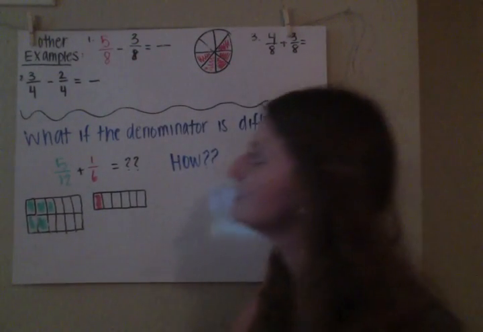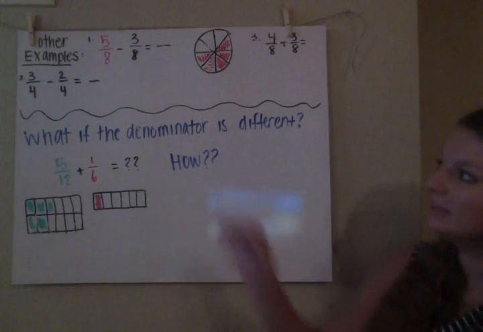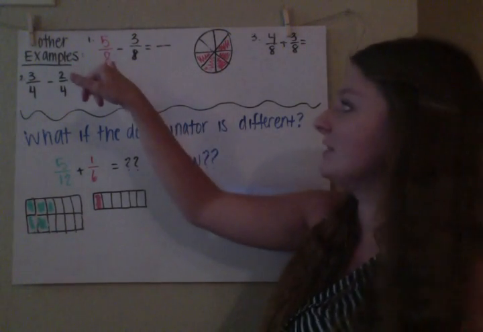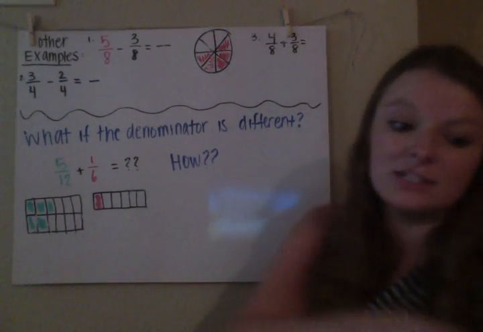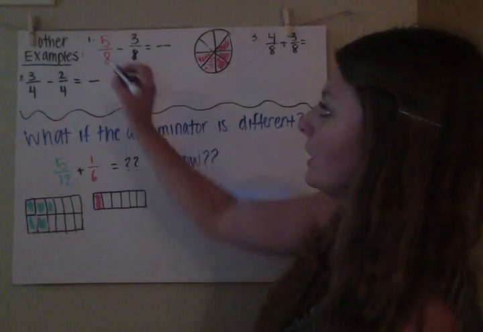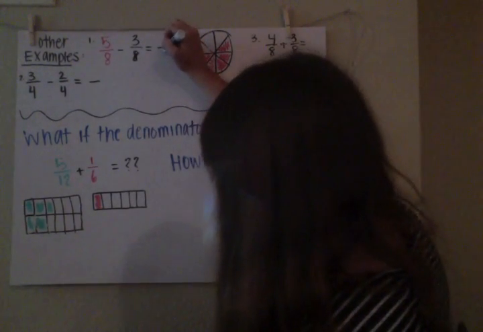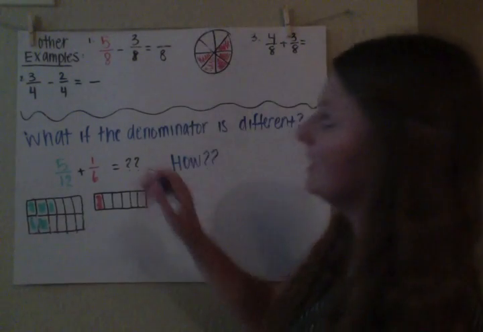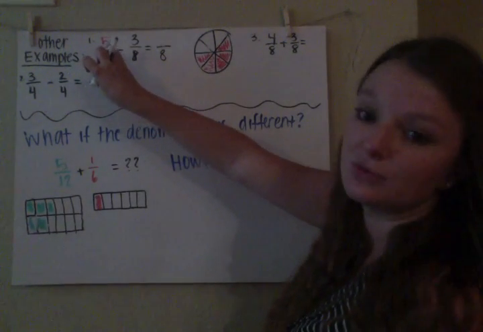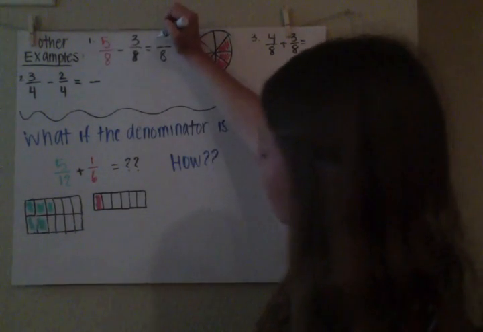Okay, here's some other examples. In this example, we have 5/8 minus 3/8. Since we already have the same denominator, we're going to go ahead and just bring it across and keep the denominator as 8. And then we'll just subtract on the top. So 5 minus 3 gives us 2.